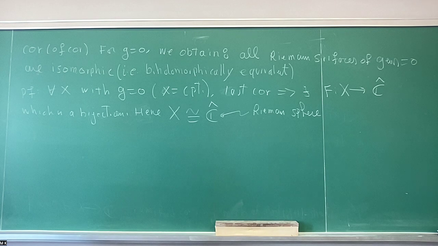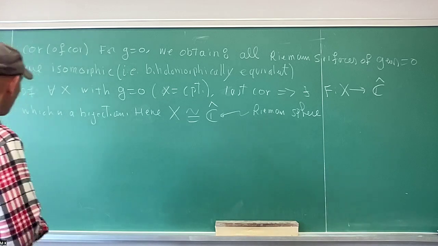So the complex plane C is also a Riemann surface, right? Yes, but it's non-compact. So it's not biholomorphic to C hat, right? Not at all. They are even topologically different. So the compactness is very important. Big time important.